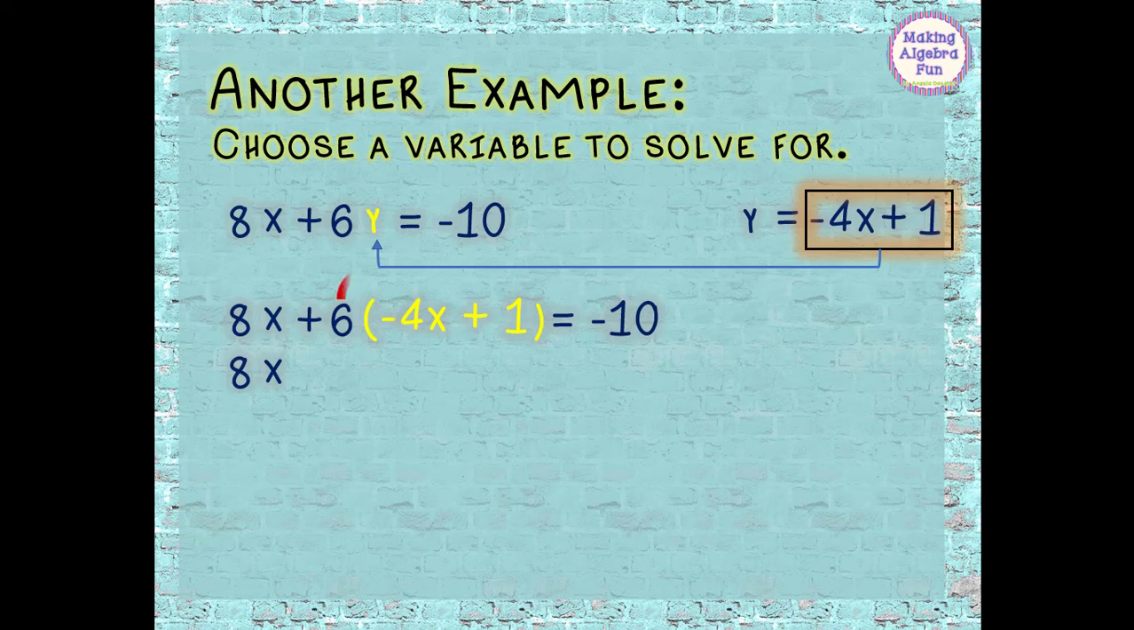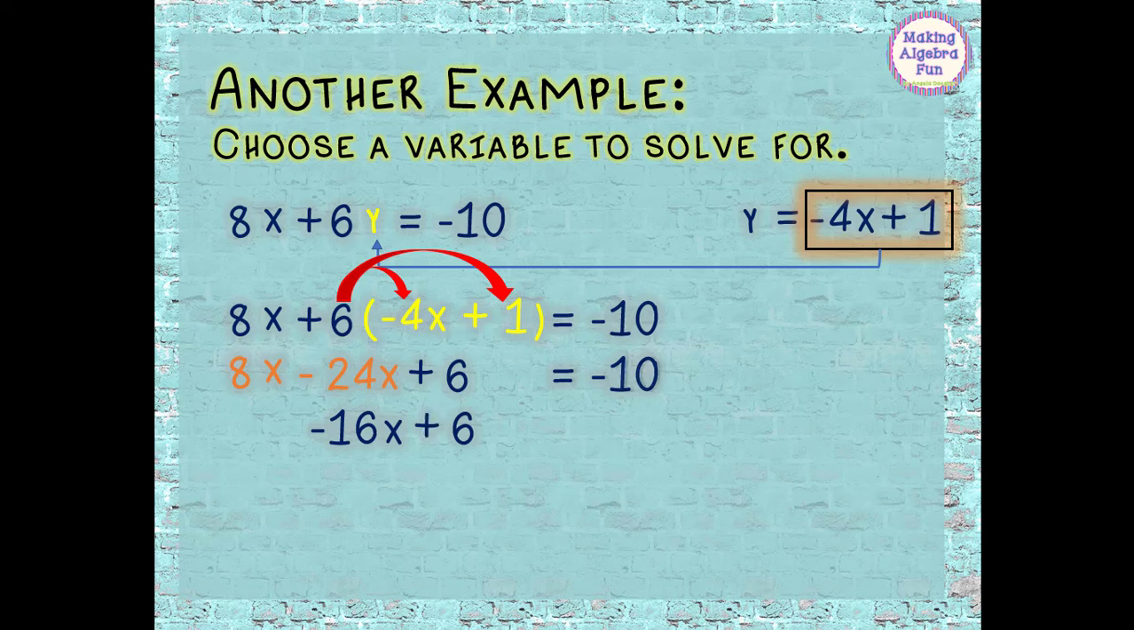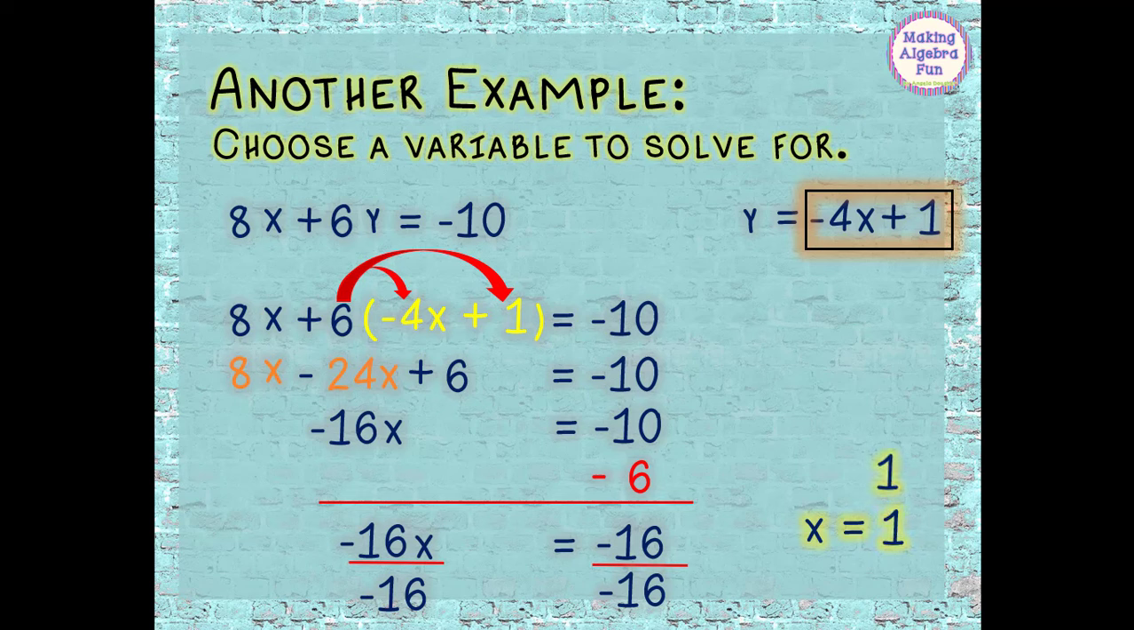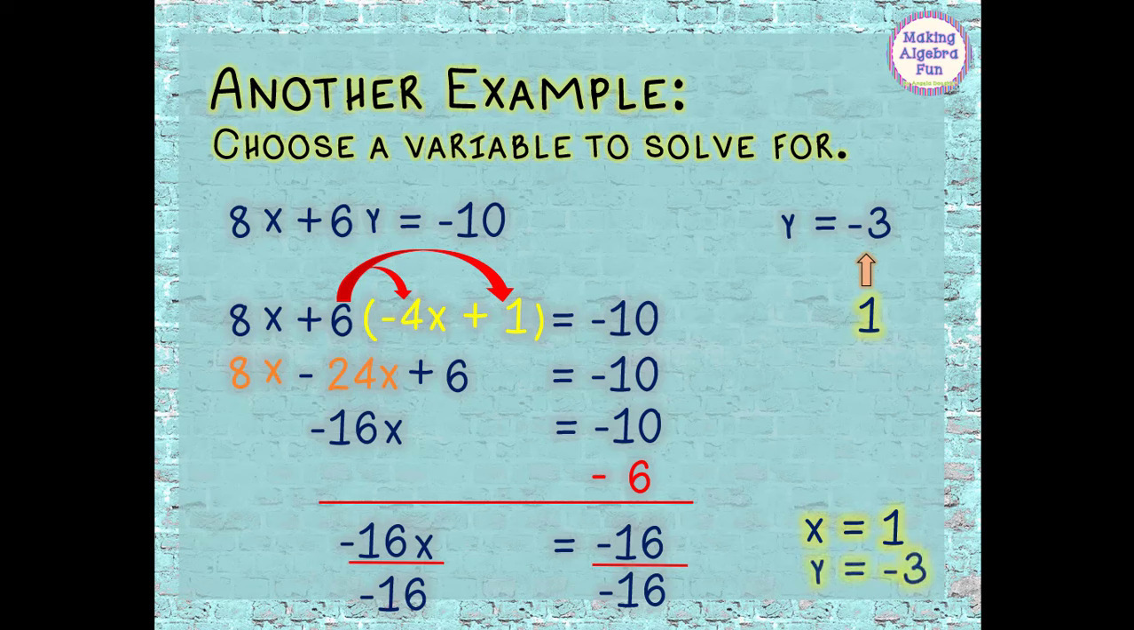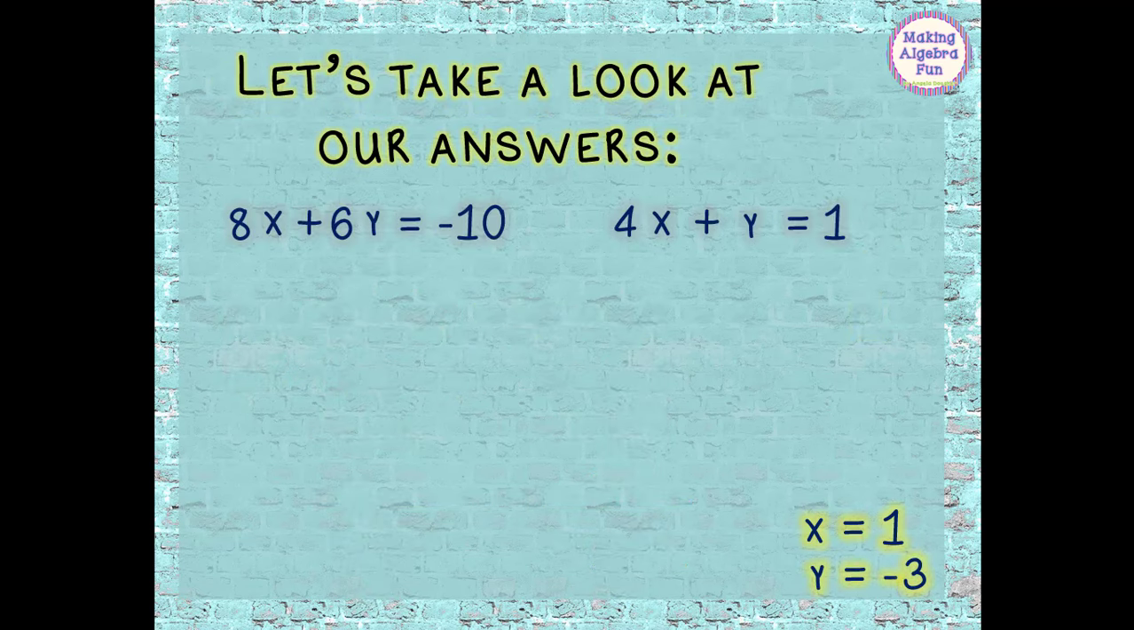So we distribute the 6, and we combine like terms. 8x minus 24x is negative 16x, bring everything else down, and now it's a two-step equation. And I get x equals 1. So now that I know x equals 1, I just replace the x with 1 in the original equation. So negative 4 times 1 is negative 4, and then plus 1 is negative 3. So my final solution will be 1, negative 3.